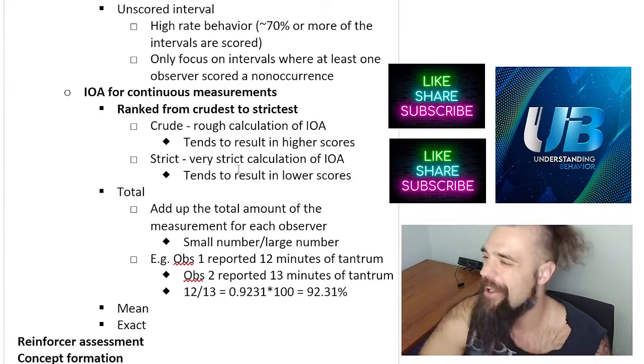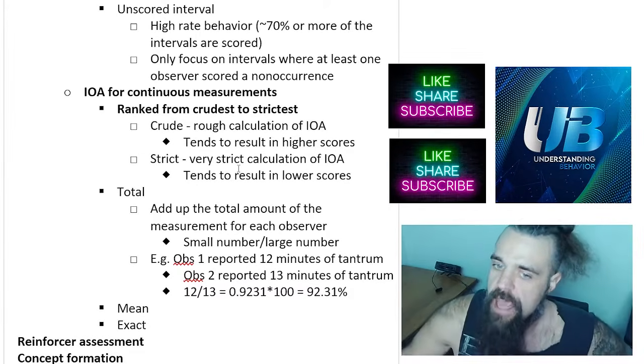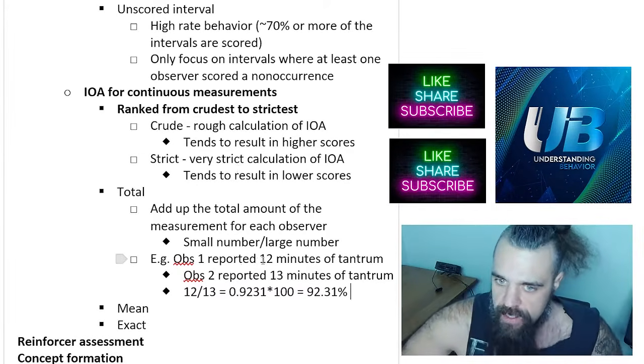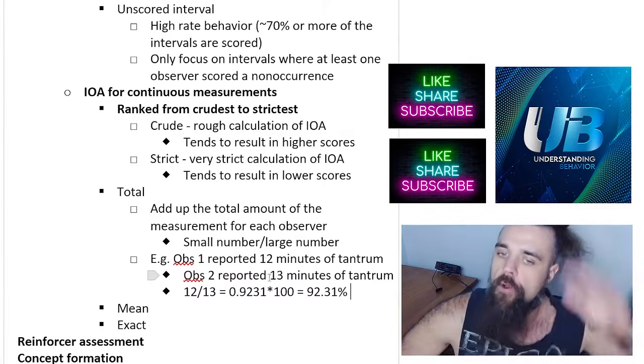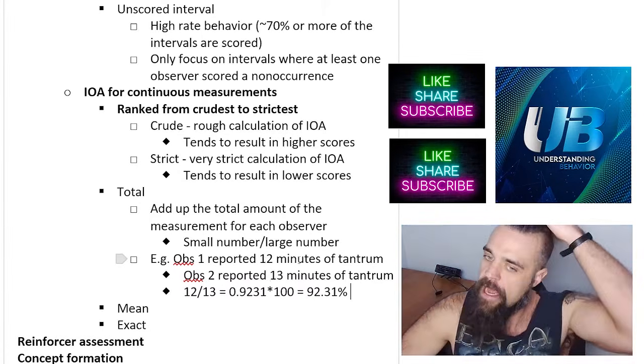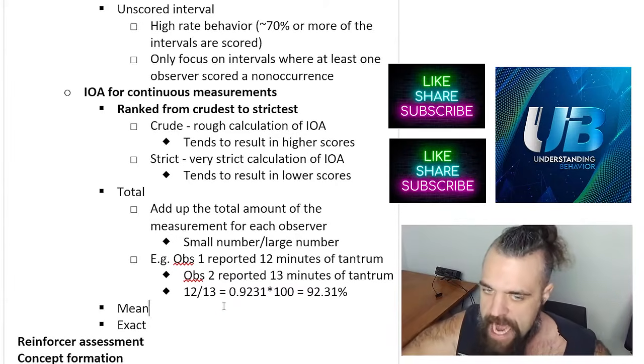There we go. We've got our 92% IOA right there. So very straightforward. And again, this doesn't even necessarily have to be the same instance of tantruming. This could be a total amount of tantruming throughout the day, and then we just compare those, so it becomes really easy.